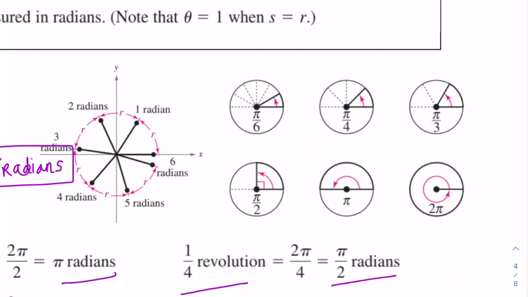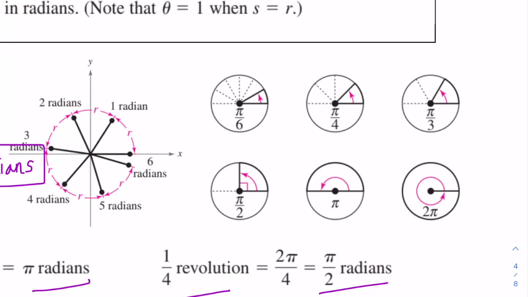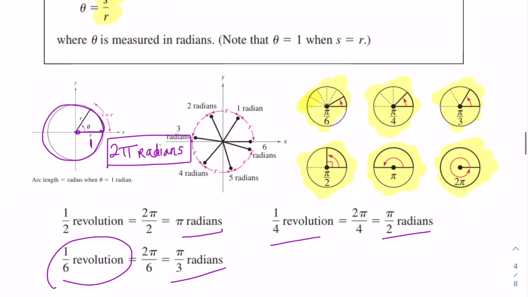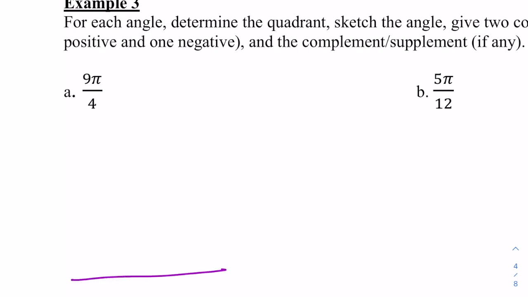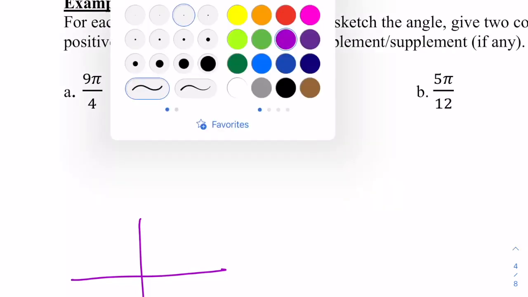Now let's look at some of these revolutions here. So again, we said a full revolution, a full cycle around, is 2 pi radians. Half is pi, a quarter is pi over 2, an eighth would be pi over 4, and then we can continue to divide them to get those fractional pieces. So what we're going to do is, for each of these angles, we're going to sketch them, find the quadrant, give two coterminal angles, and see if we could find any complement or supplementary angles. So looking at 9 pi over 4, well, we know that if this is pi over 4, we know that 8 pi would give us a full revolution.